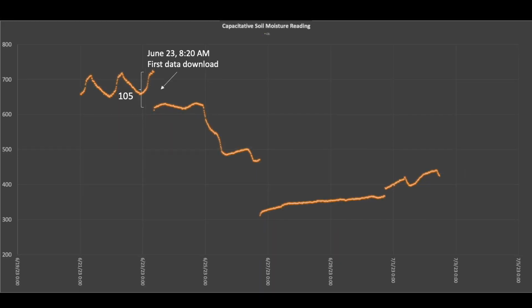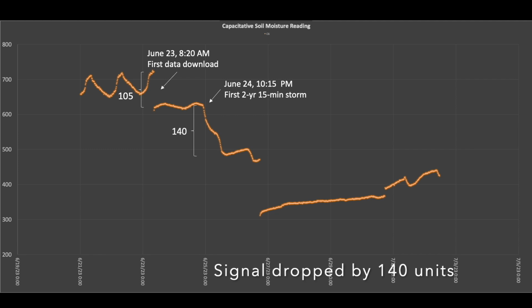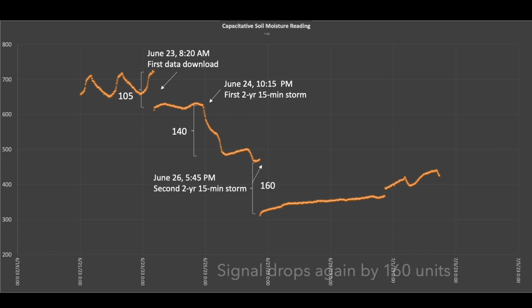To help us focus on what's happening 3 inches beneath ground, let's remove the other two sensor series from this graph and focus on the simulated rainfall events. Here you can see that on June 24th, there was a significant sensor response associated with the first simulated rainfall event, and that the sensor responds again to the second simulated rainfall event on June 26th.